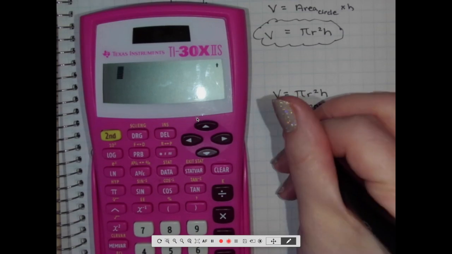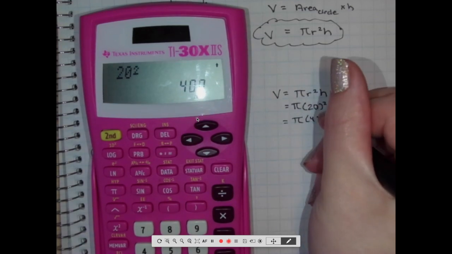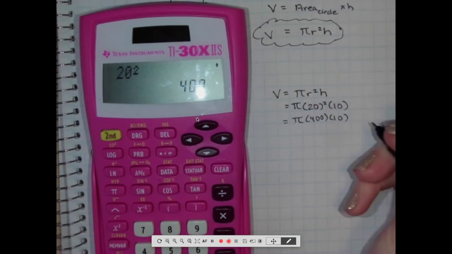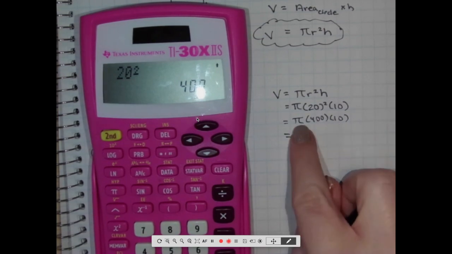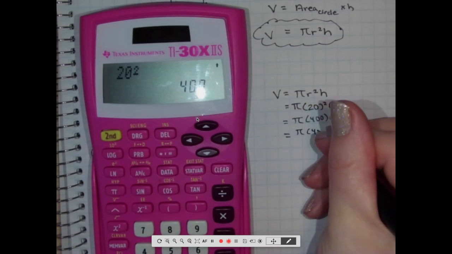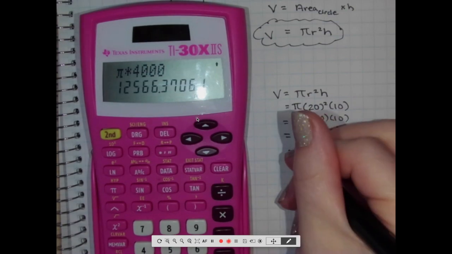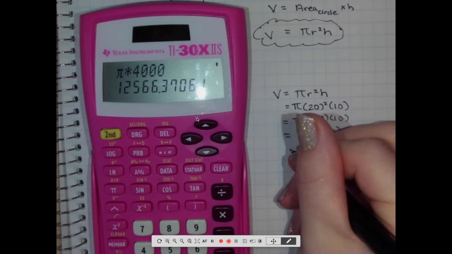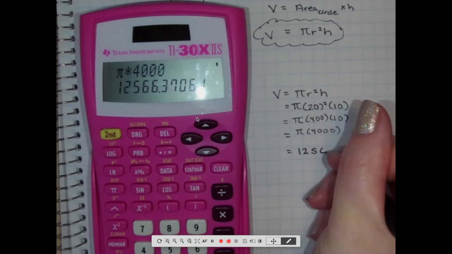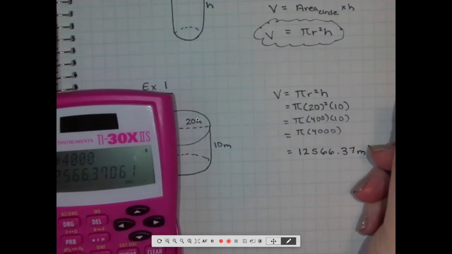So we've got pi, 20 squared, 20 times 20, we get 400, times 10. Then if we want to slowly do this out, 400 times 10 will give us 4,000, so pi times 4,000. Then we can just go pi times 4,000, and we get the same answer. We get 12,566.37 meters, and its volume, so we cube it.